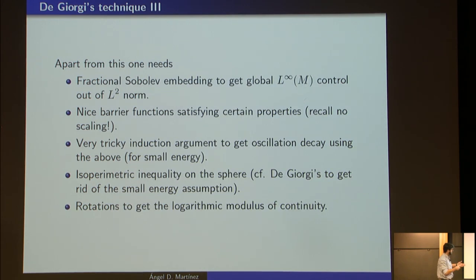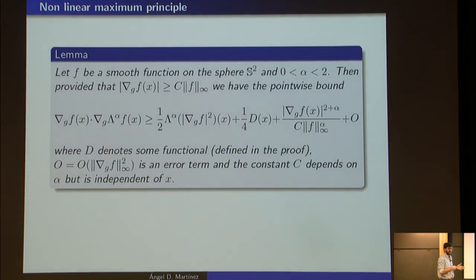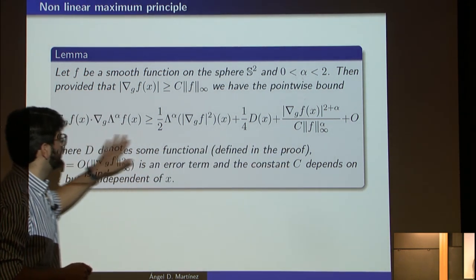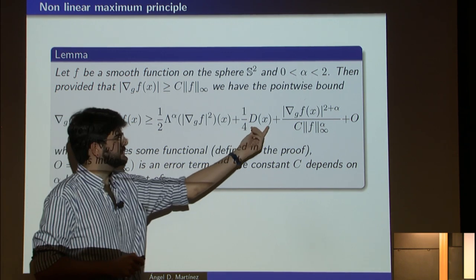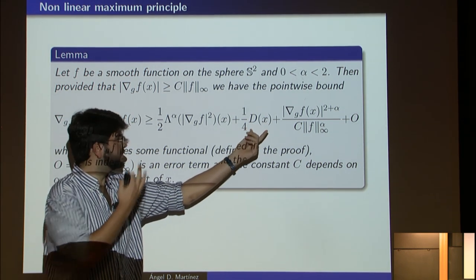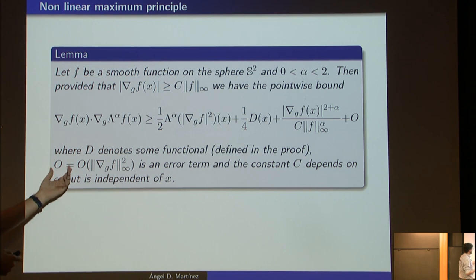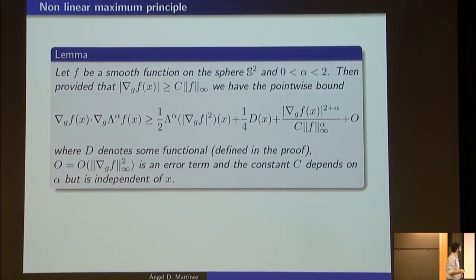Okay, so now I can go to the Constantin-Vicol part of the proof. Now, we should know that the function has some modulus of continuity. And they proved this kind of inequality. In their case, I won't tell you what the E is, but this is some positive integral. And the error term has this kind of bound in L infinity for the gradient. In their case, they're working on Rn.